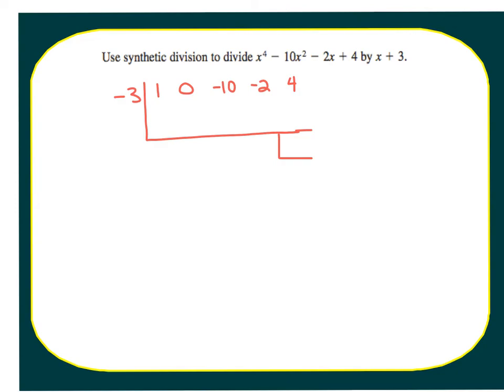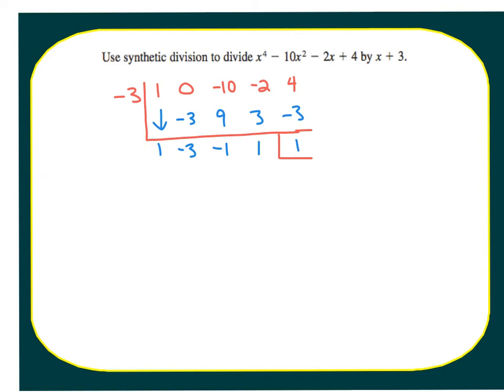All right, so the way we do it, we just drop 1. And then we do negative 3 times 1, which is negative 3. And then we have 0 plus negative 3, which is negative 3. And then we have negative 3 times negative 3, which is 9. And then we have negative 10 plus 9, which is negative 1. Then we have negative 3 times negative 1, which is 3. And then we have negative 2 plus 3, which is 1. And then 1 times negative 3, which is negative 3. And then we end up getting a remainder of 1.